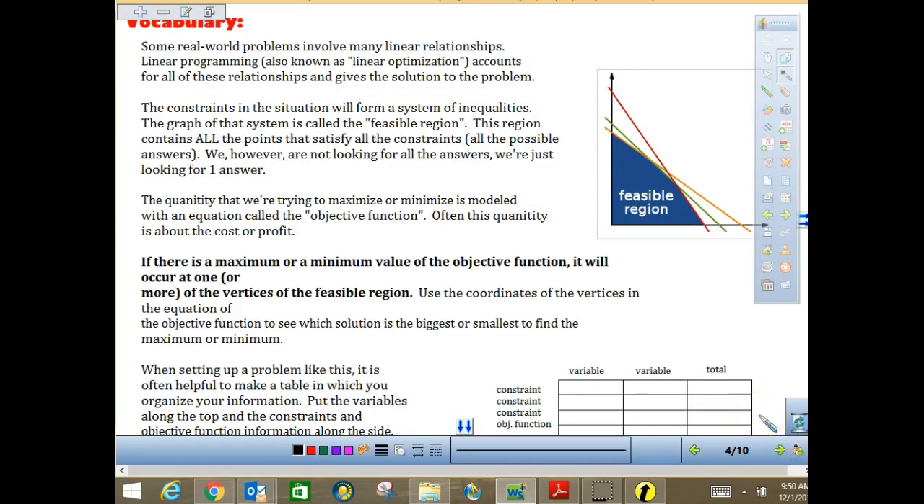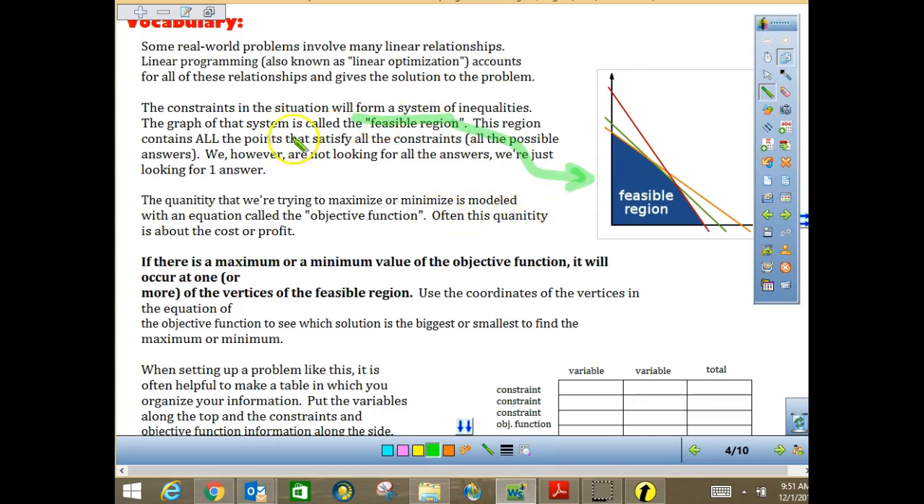So, vocabulary at the top of the next page. Josie, or that next page down. Josie, you want to read for us the vocab? Valerie, keep going. Constraints in the situation of one system of inequalities. The graph of the system is called the feasible region. This region contains all the points that satisfy all the constraints, all of the possible answers. We, however, are not looking for all the answers, we're just looking for one.